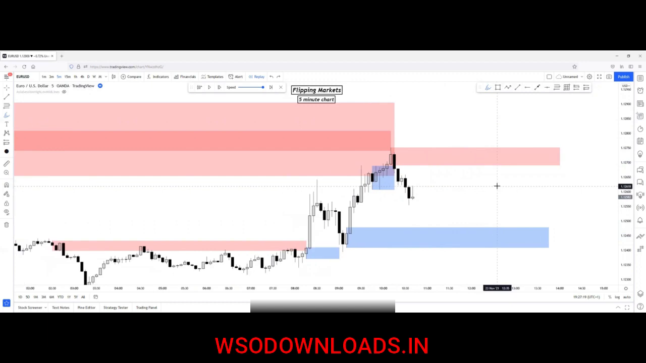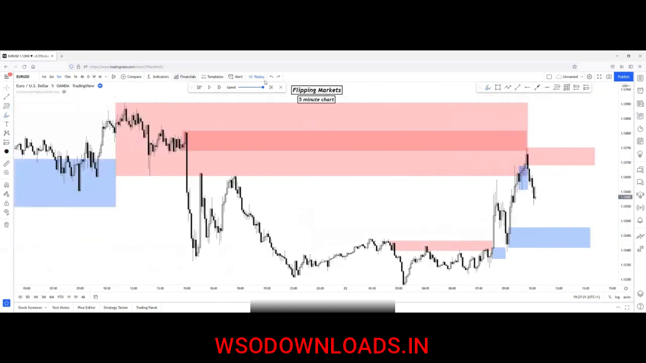Let me just walk through this again. So we had a 4-hour supply, 4-hour demand zone. Price broke through this 4-hour demand zone with a 4-hour supply zone. Inside of that 4-hour supply zone, we had a 15-minute supply zone that created a huge inefficient push to the downside and break of structure and demand break. After this, price created an upside movement, levitated back up to this 15-minute and 4-hour supply zone.